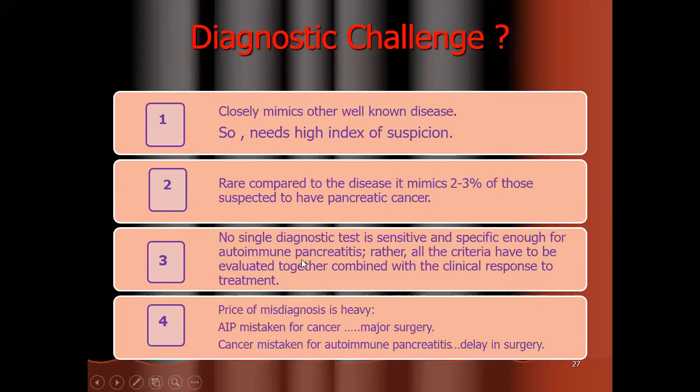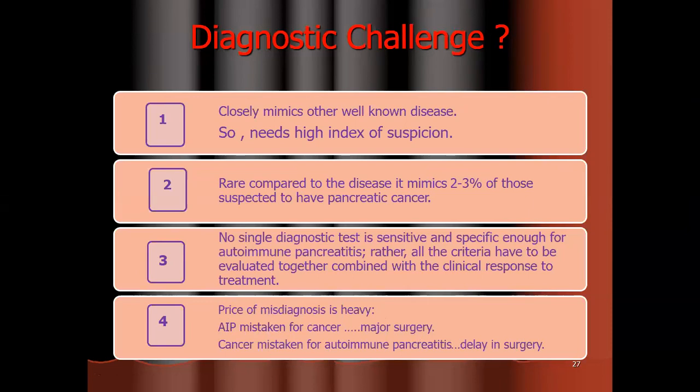Third, there is no single diagnostic test sensitive and specific enough for autoimmune pancreatitis. Rather, all the criteria have to be evaluated together, combined with the clinical response to treatment. Last message, the price of misdiagnosis is heavy. For example, autoimmune pancreatitis mistaken for cancer, major surgery. Cancer mistaken for autoimmune pancreatitis, delay in surgery.